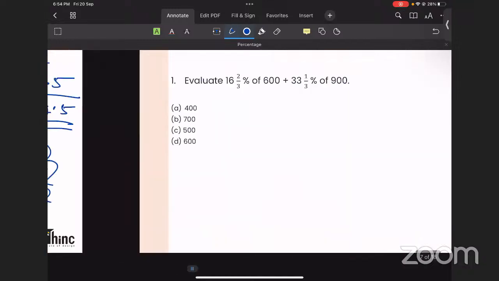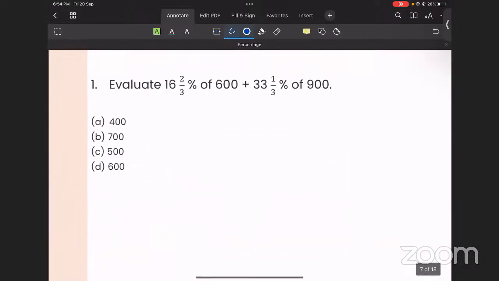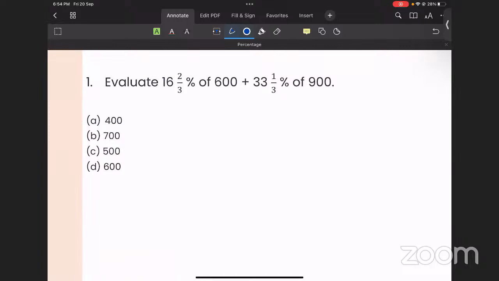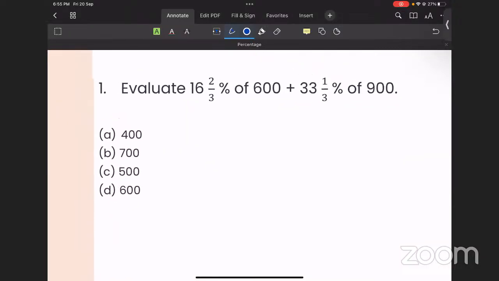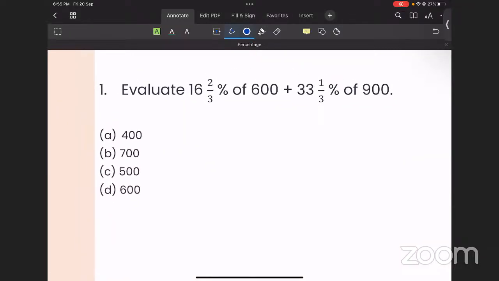Why don't we try another question? See, 16 and 2 by 3% of 600 plus 33 and 1 by 3% of 900. Actually, these things are for developing common sense. For the NID, we are not at all expecting a question directly. This is a stepping stone for the common sense of percentage. An exact copy of this question is not expected, but the common sense of this question is expected. In the upcoming session, we are going to discuss that common sense.